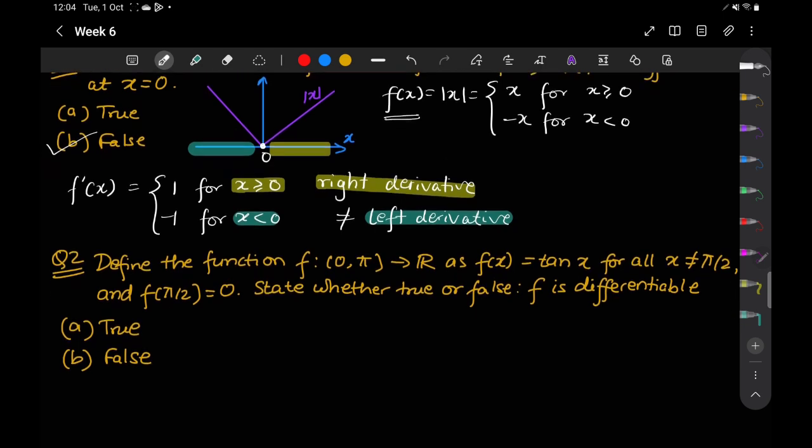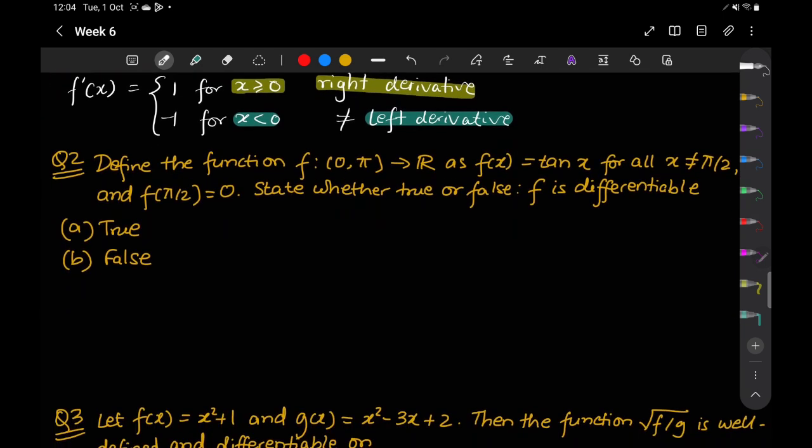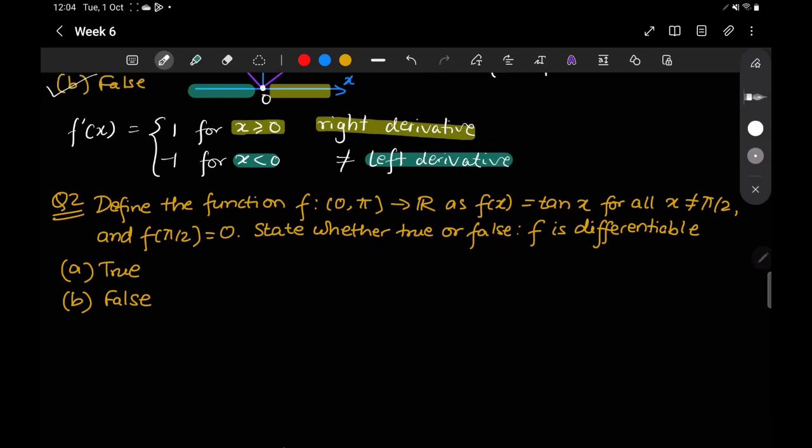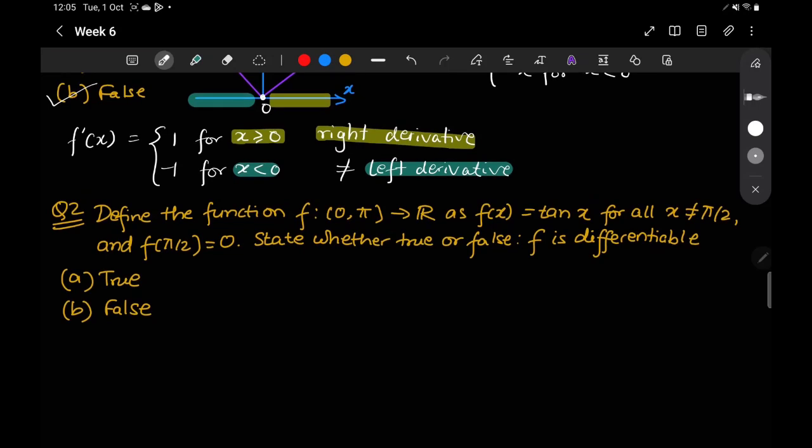Okay, so moving on to the next question, question number 2. Again, this is a true-false type question. Define the function f from [0, pi] to the set of real numbers as f(x) equals tan x for all x which is not equal to pi by 2. And just at pi by 2, we define the value f(pi by 2) equals 0. State whether true or false that f is differentiable.